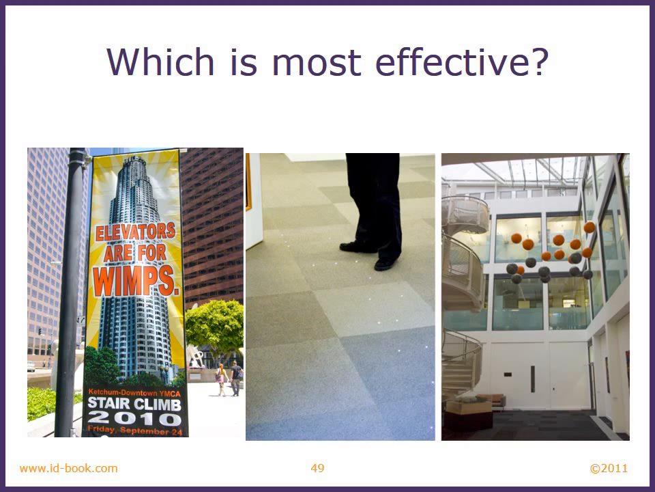Clouds of different colored spheres move up and down depending on how many people have taken the stairs or the elevator for a given period of time. The higher the orange cloud is relative to the gray one, the more people are taking the stairs than the elevators. Which representation do you think is the most effective?